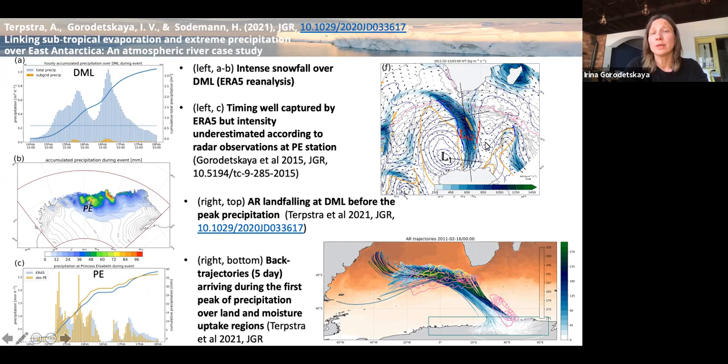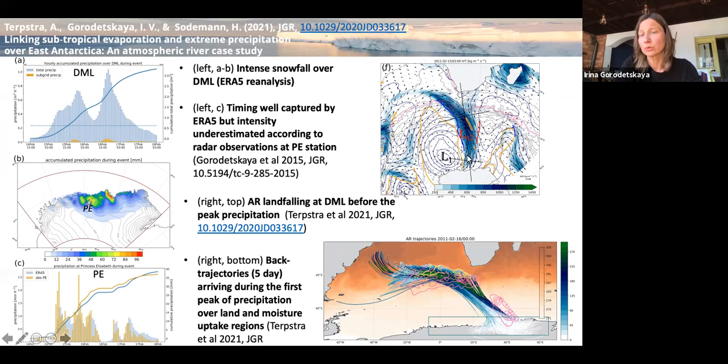If you look at the structure of the atmospheric river event, it's quite a complicated picture here, but the color shows the integrated vapor transport together with the mean sea level pressure, and we see the cyclone located associated with the cold front, and just in the warm sector of the cyclone.